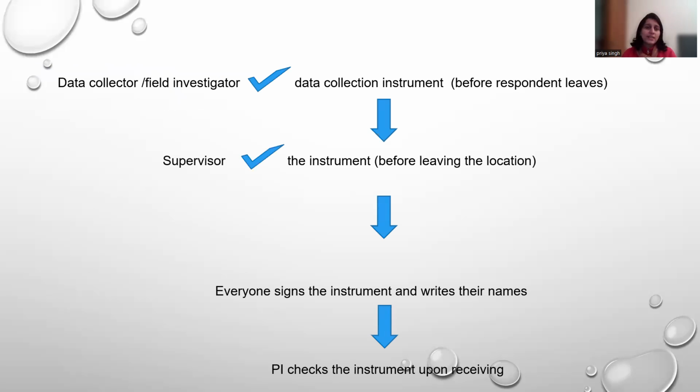Once the data collector or field investigator collects the data, he always checks the data collection instrument before the respondent leaves. Then the supervisor checks the instrument before leaving the location. Then all of them, taking the responsibility of the data collected, sign the instrument and write their names. And later on, the principal investigator checks the instrument when he receives them.